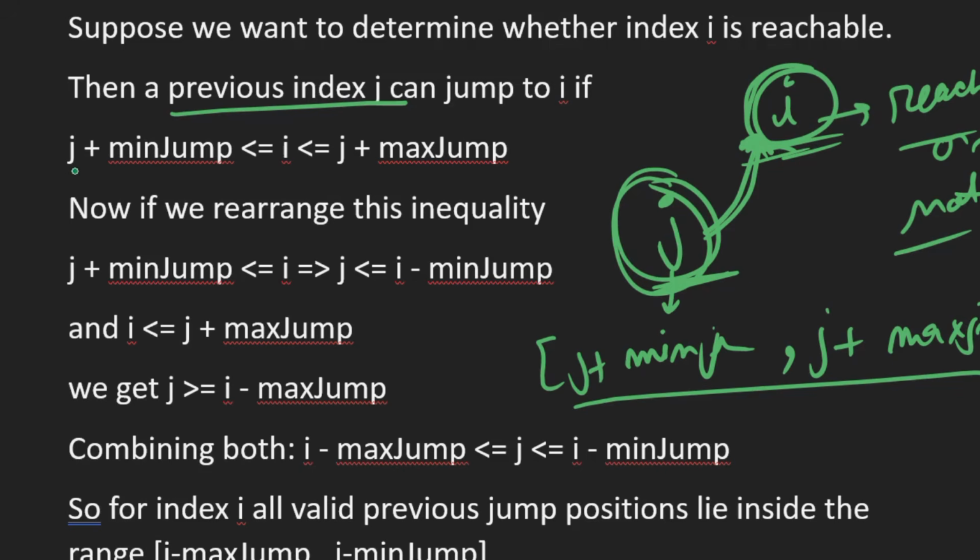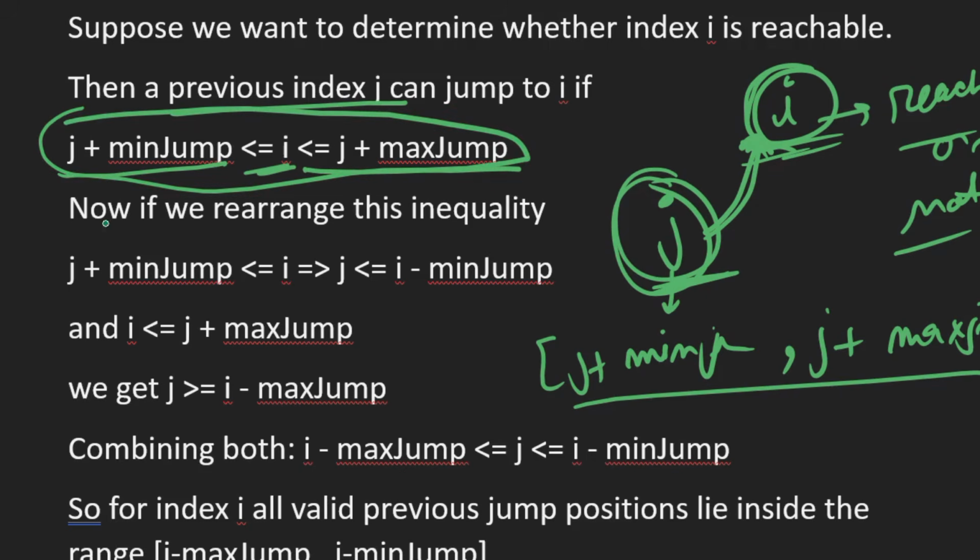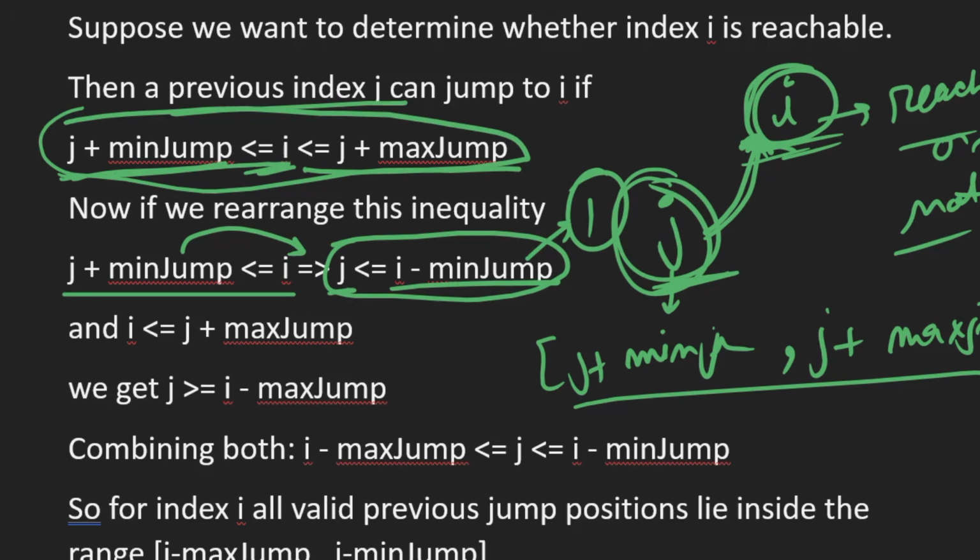So we can write it as j plus min jump is less than or equal to i, and i is less than or equal to j plus max jump, right? So this is the inequality that we get. Now if we solve this inequality, let's take its LHS part, that is j plus min jump is less than or equal to i. If we shift this min jump to the RHS, then j is less than or equal to i minus min jump. So we get our first inequality, right?